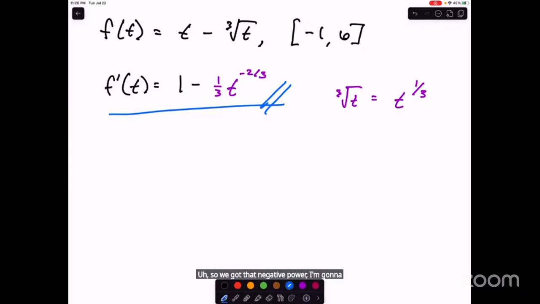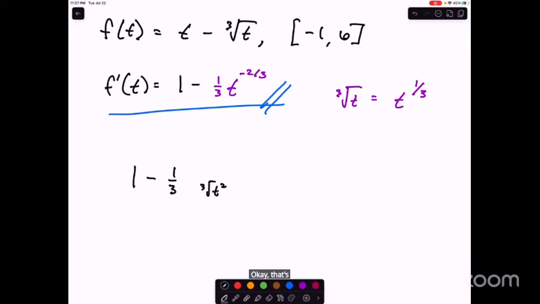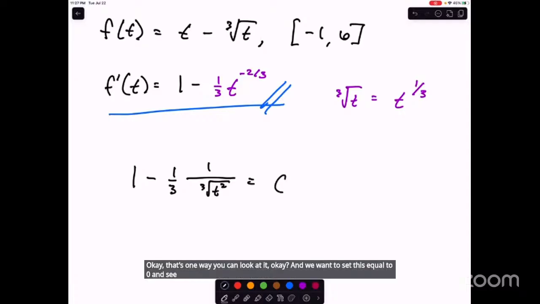So we got that negative power. I'm gonna rewrite that as a fraction or a rational expression. So we're gonna have 1 minus 1/3, and on the bottom, we're going to have the cube root of t squared. That's one way you can look at it. And we want to set this equal to 0 and see can we find a t here.